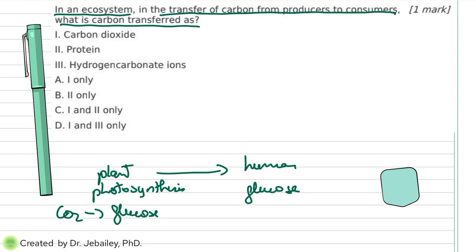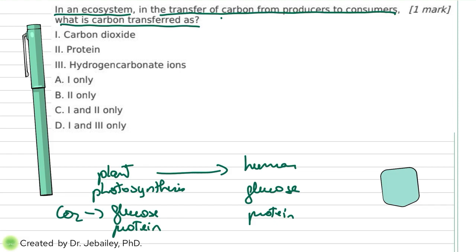Also, what else can we find in a plant that a human eats? It can also eat proteins, right? Because plants have proteins. Think of lentils, think of chickpeas. These are all plant foods that have proteins. So humans can also eat the protein coming from plants. So let's look at the first one.